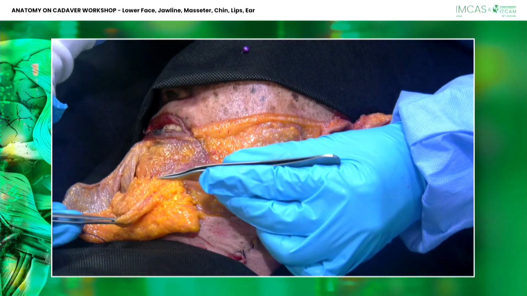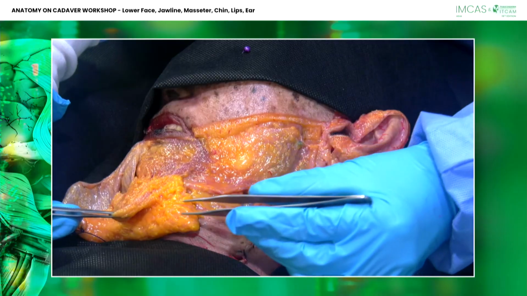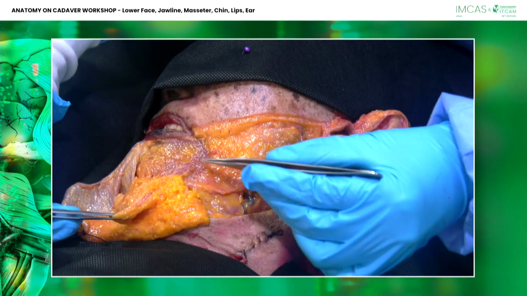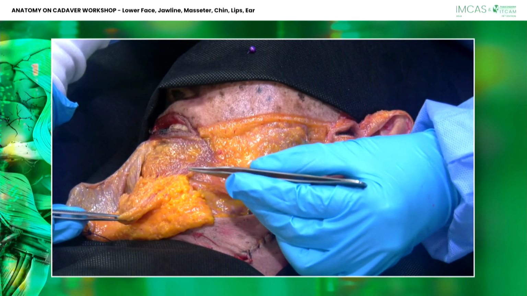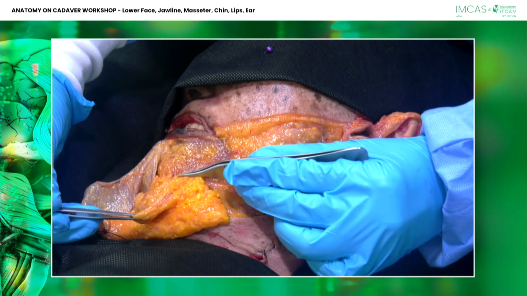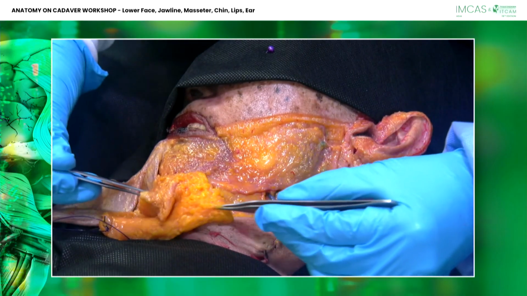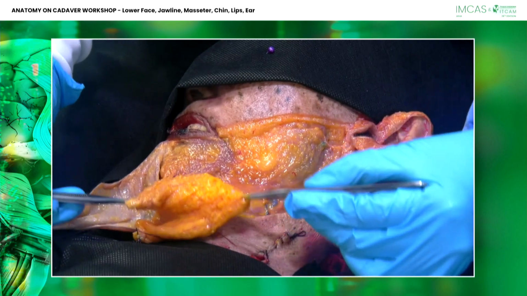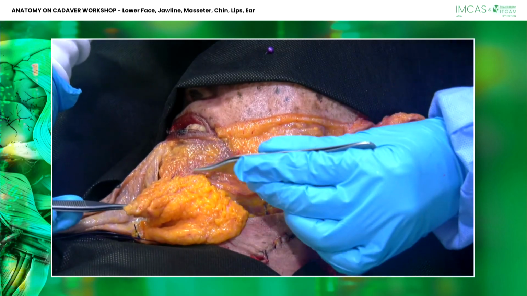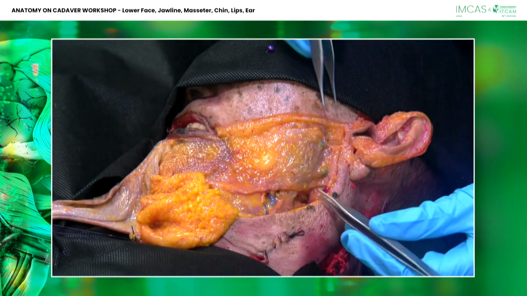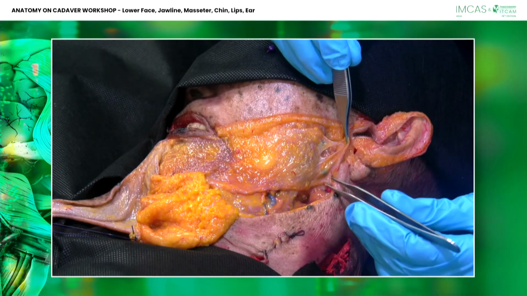This is the mandibular retaining ligament. You can easily define it by the surface anatomy. If you can see the pre-jowl sulcus, anterior to the pre-jowl sulcus is the location of the mandibular retaining ligament. Let me show you once again. This is the ligament here. After that, I will remove the SMAS layer here.